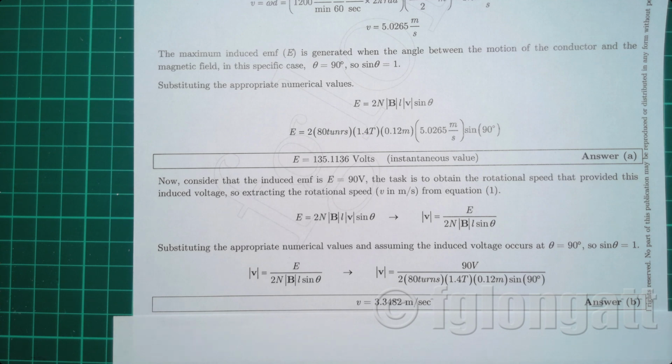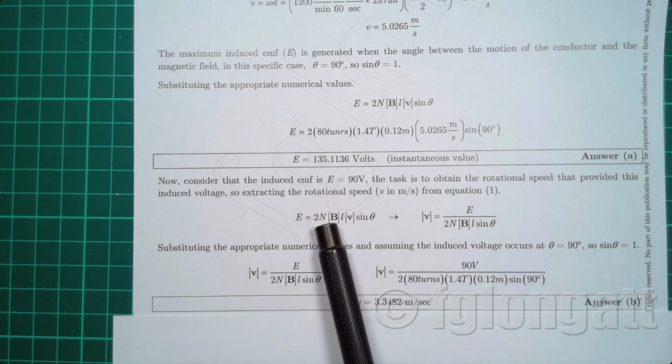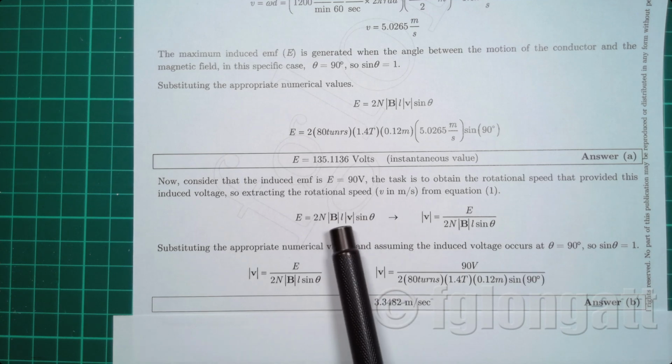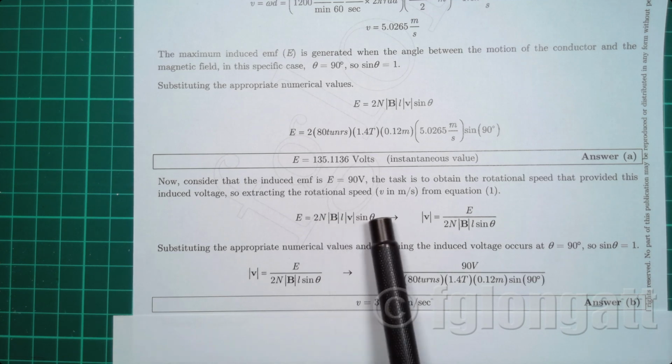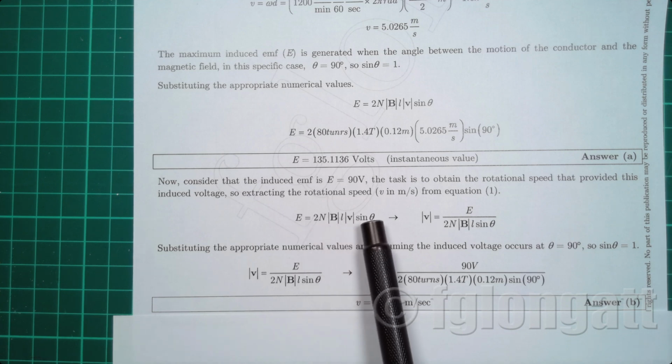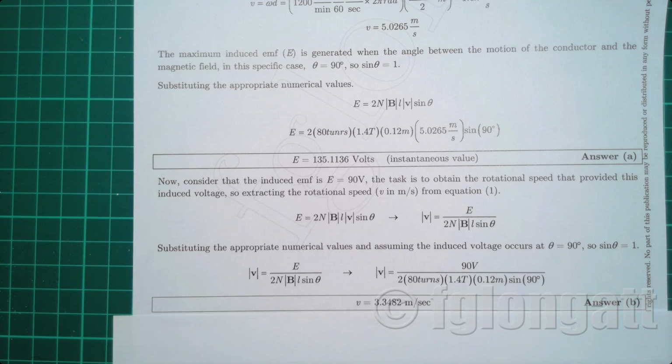So it is a very simple example. The most important equation is the induced voltage. N means the number of turns inside the coil, and you must be careful with this angle, because it is the angle between V and B. In other words, the angle between the relative motion and the magnetic flux density.